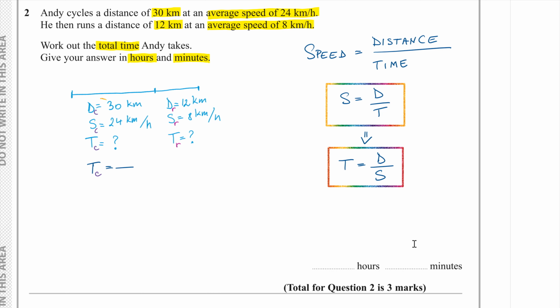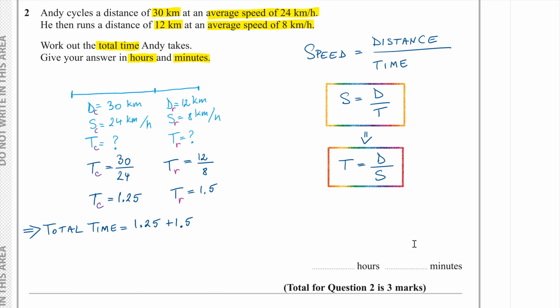The time for the first part of the journey is 30 over 24, and this is 1.25. The time for the second part of the journey is 12 over 8, and this is equal to 1.5. The total time is 1.25 plus 1.5, and this is 2.75. The 2 in front of the decimal point represents the 2 whole hours it took. And we also have 0.75 hours. Multiplying this by 60 minutes gives us 45 minutes. The total time it takes is 2 hours and 45 minutes.